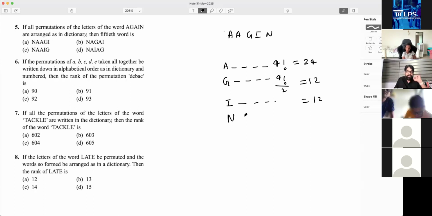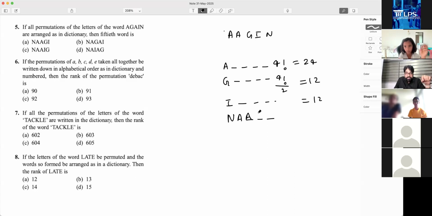So everything I will not take. What I will do, after N, what letter will come? A will come, then A. Starting with NA, how many words will be there? Think carefully. 6, right? Starting with NA, there are 3 more letters required. These 3 places can be filled in 3 factorial ways. So 6, which I don't want. Starting with N double A, how many words will be there? 2 places, 2 ways to fill it. Yes or no?